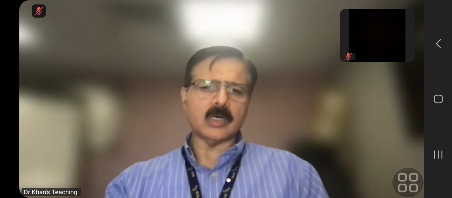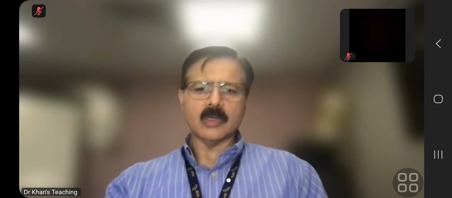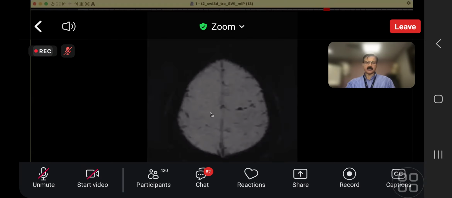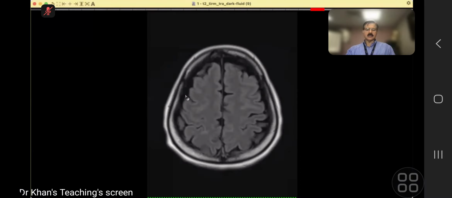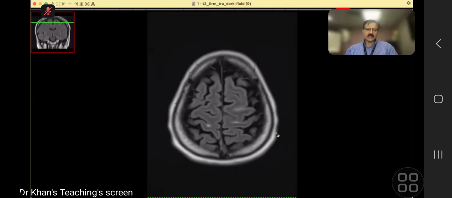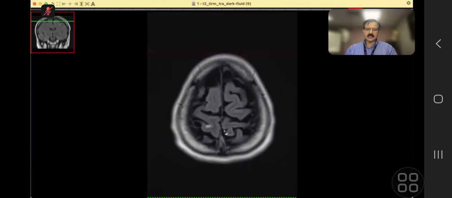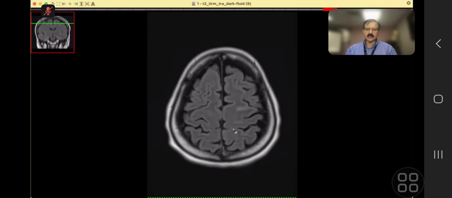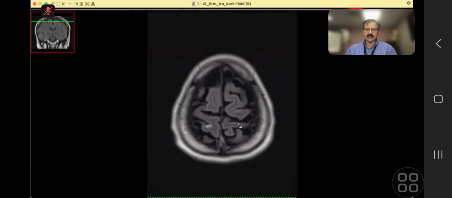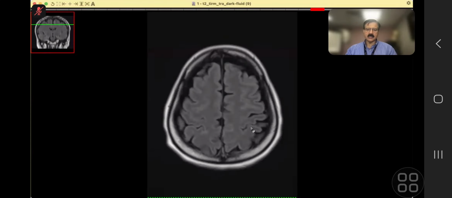So let's go back to our case here. Here you are. So you can see these are the foci of subarachnoid hemorrhage. And this is like your stat DX case, isn't it? But stat DX was unilateral. This is bilateral.